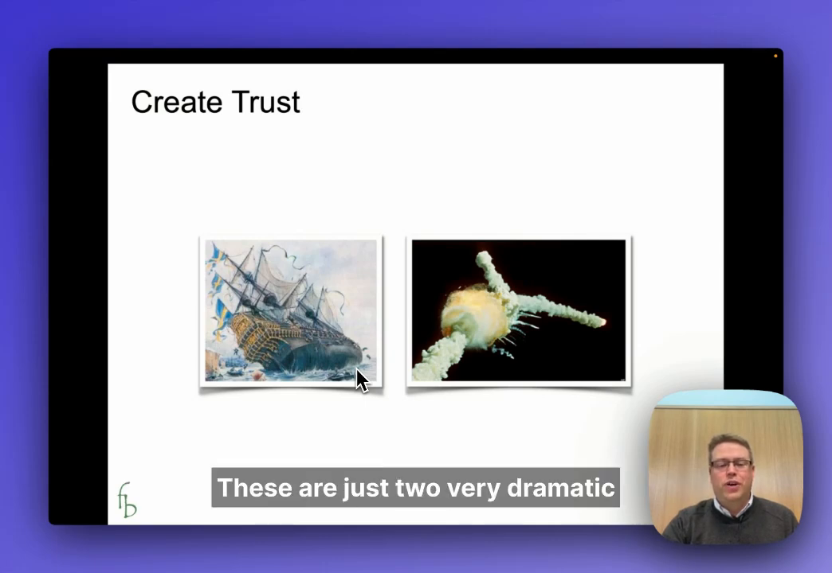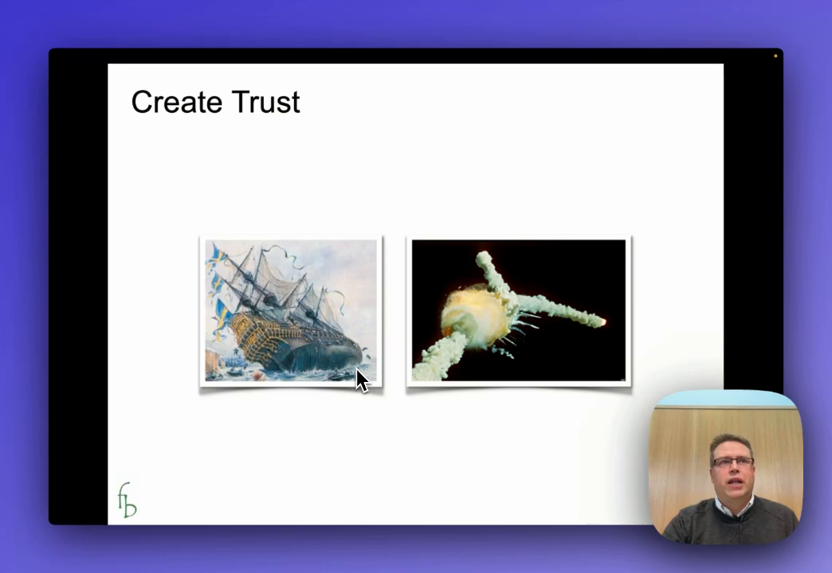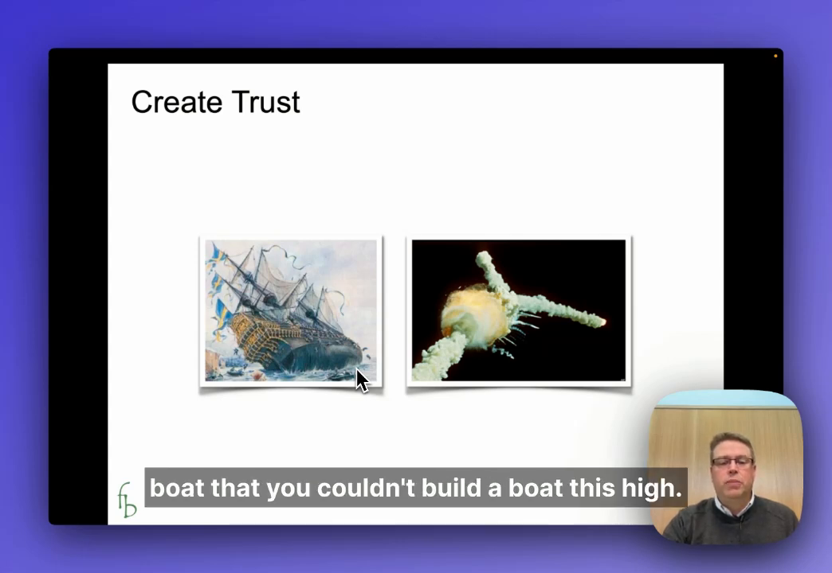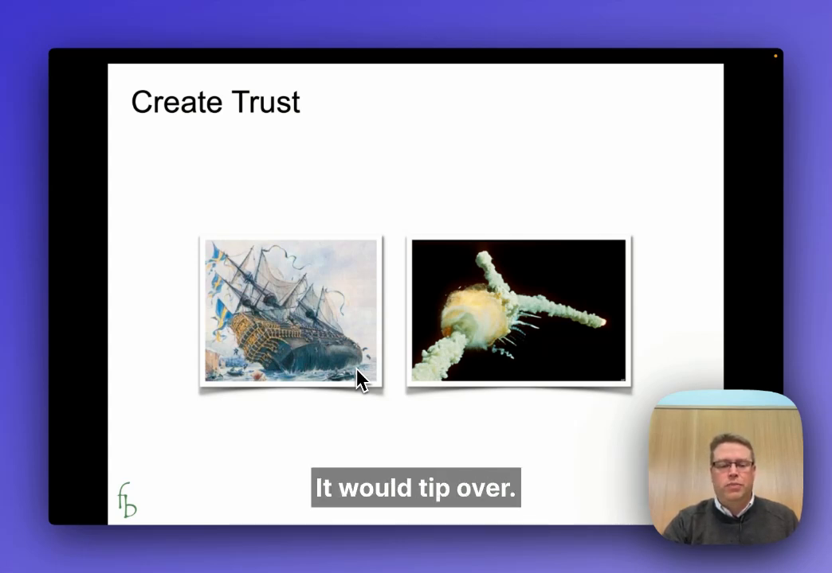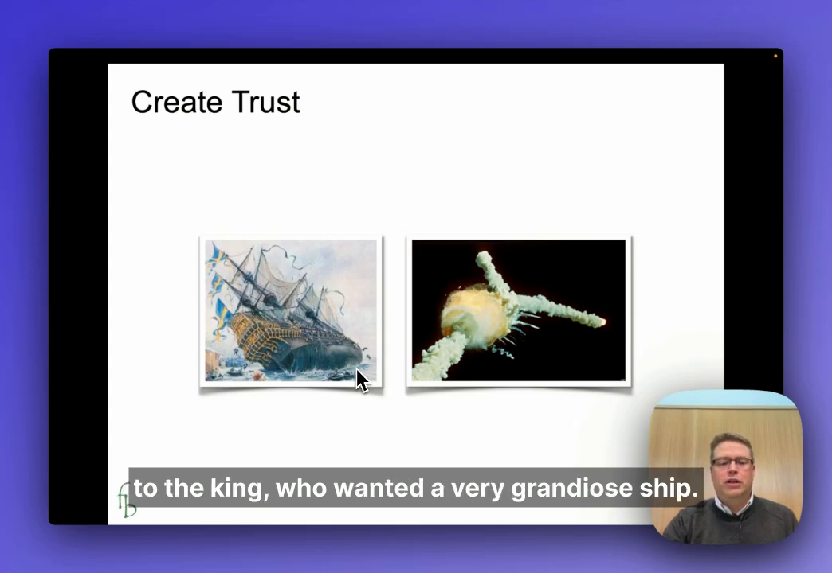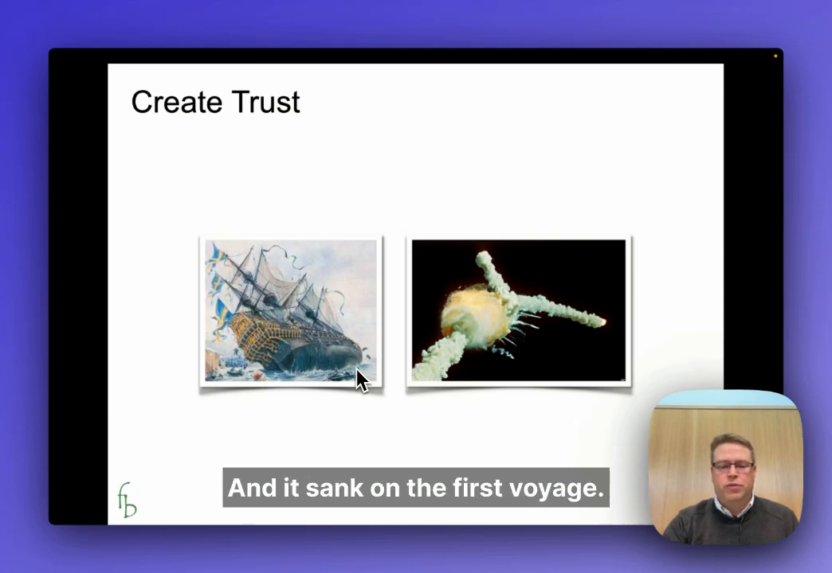These are just two very dramatic examples of this, where we have the Vasa ship on the left-hand side, where those building the boat told the people commissioning the boat that you couldn't build a boat this high, it would tip over. But the people who commissioned the boat were tied to the king, who wanted a very grandiose ship. So they said, just go ahead and build it. And it sank on the first voyage.